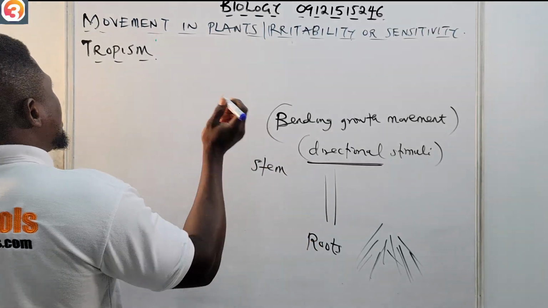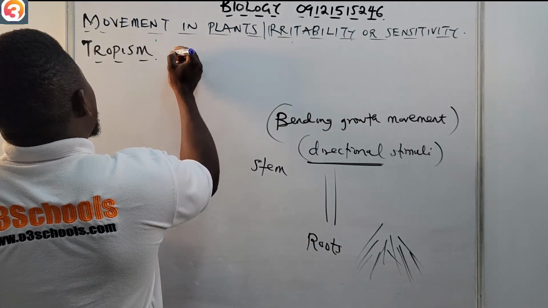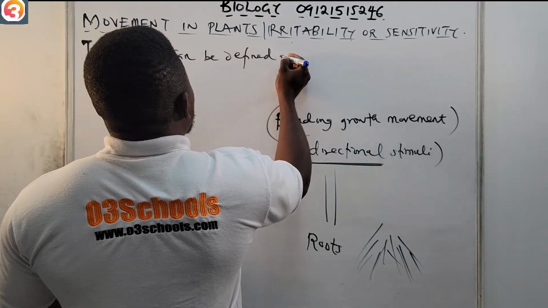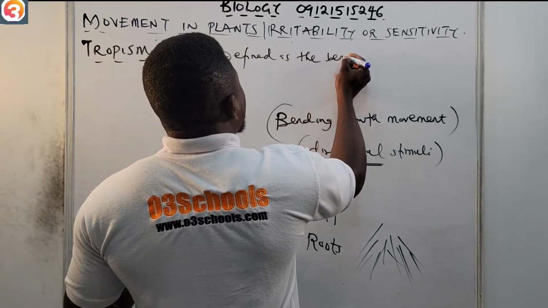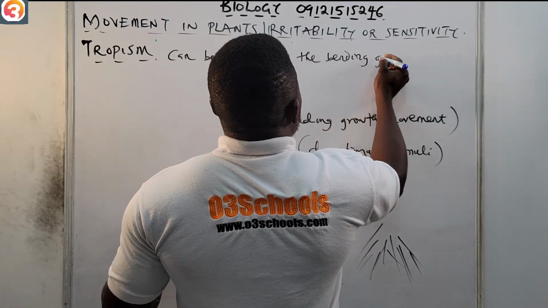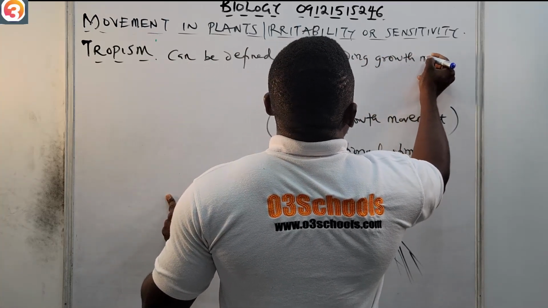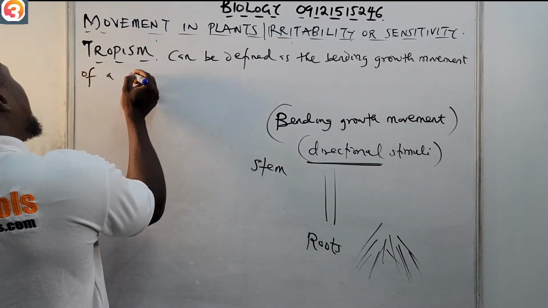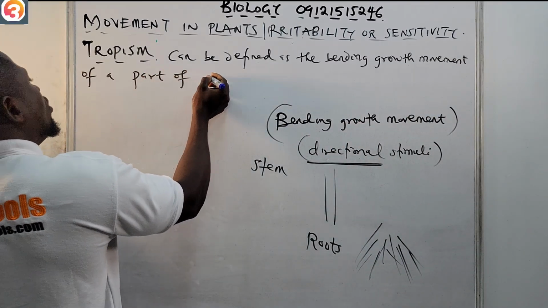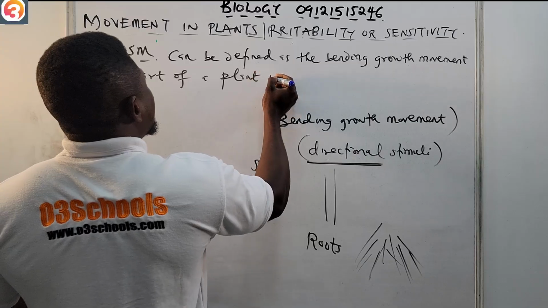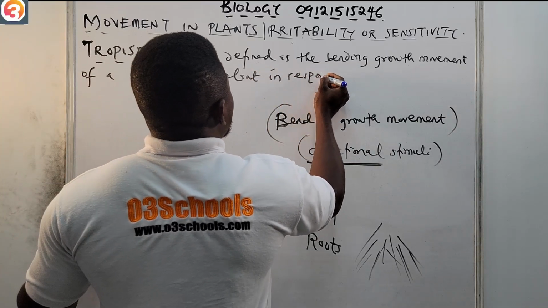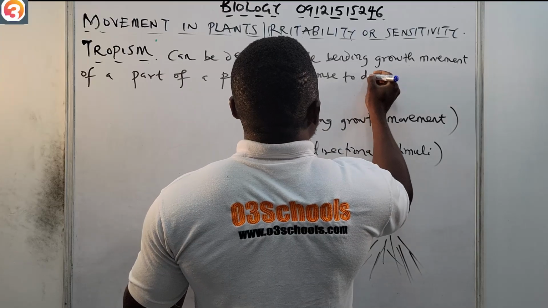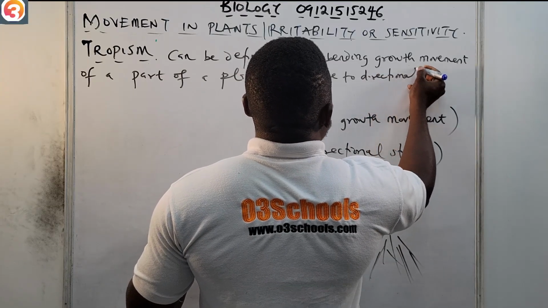Let me write that down so I get the notes. Say tropism can be defined as the bending growth movement of a part of a plant in response to directional stimuli.